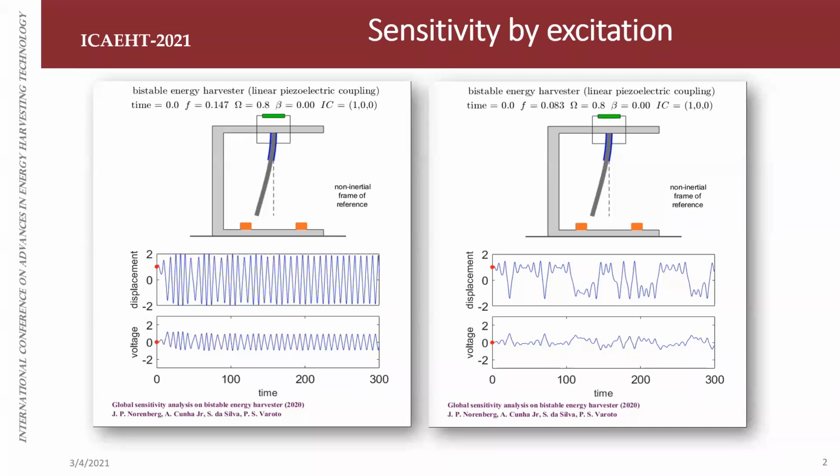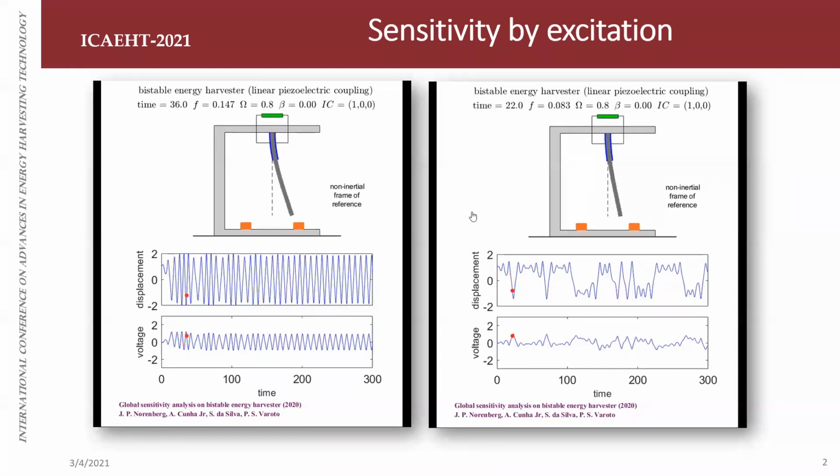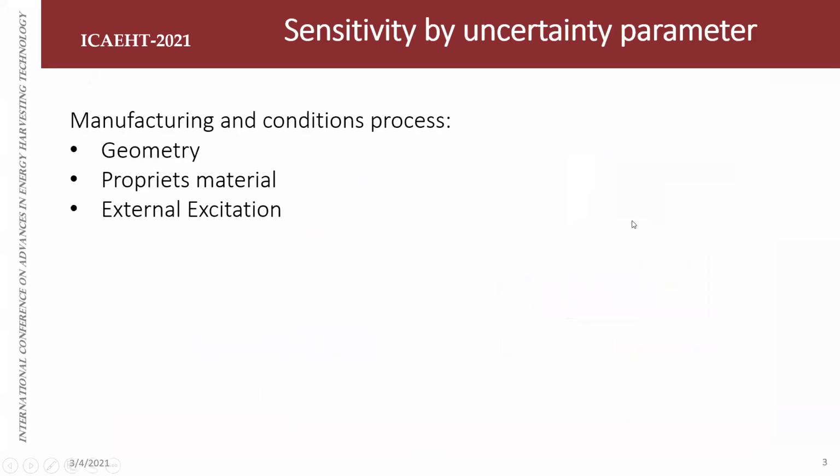It's well known that bistable energy harvesting, a nonlinear system, is a great system to convert kinetic energy into electricity. However, it has different behavior as the parameters change, becoming a high sensitivity system. Here we can see two videos and visualize different dynamic behaviors. Just change one parameter. On the left, we have a periodic behavior. On the right, of course, a chaotic behavior.